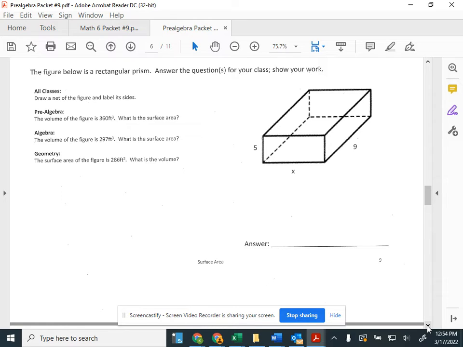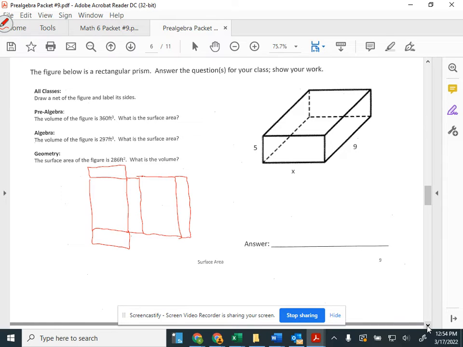Nobody knows? Ashley, how do we draw a net? Unfold the figure. Yeah, you're unfolding the figure and laying it out flat. So you're going to want to say, I'm going to take the top of my box, and then I've got the side, and then I've got the long side, I've got the bottom, I've got the other long side. So if you folded it up, you would make that box again. So you have to draw your net.